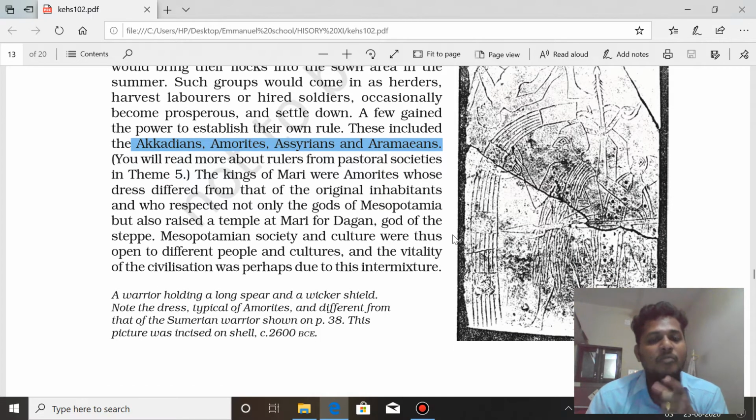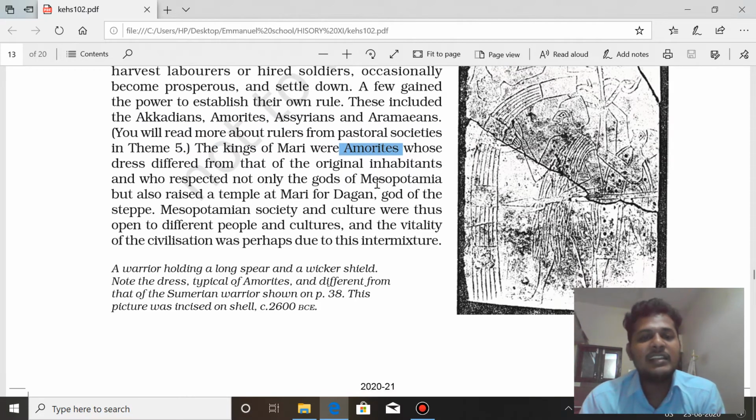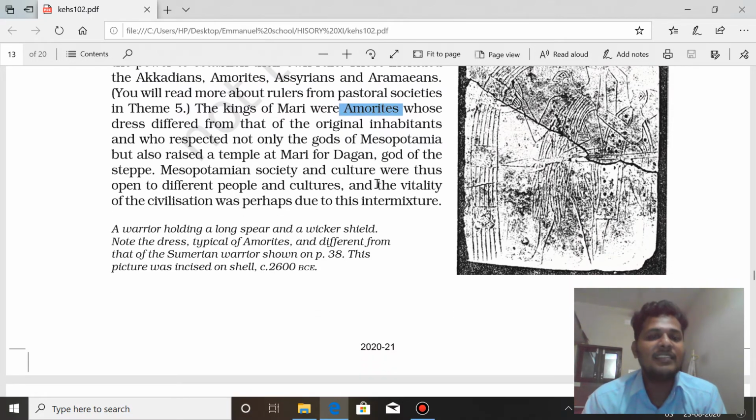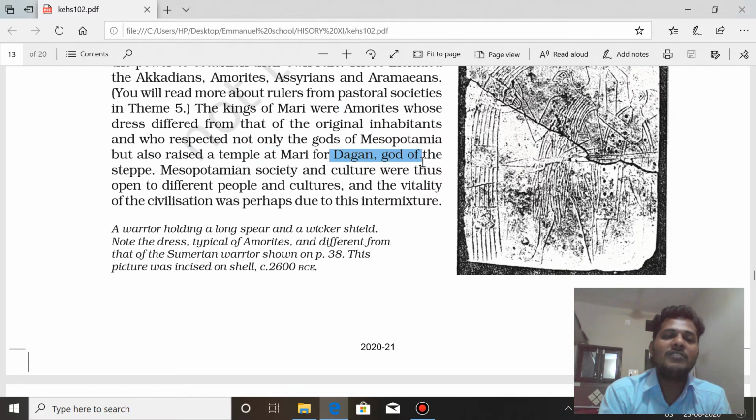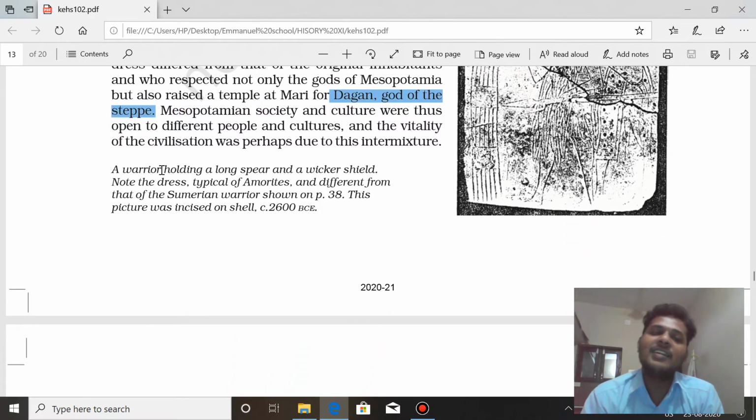The kings of Mari were Amorites, whose dress was different from the original inhabitants, who respected not only the gods of Mesopotamia but also raised a temple at Mari. So these kings of Mari, the Amorites, were ruling. Their dressing sense was a little different from the original inhabitants, and they respected the Mesopotamian gods as well, and they raised a temple at Mari for Dagon, the god of the steppe. Very, very important marker. Dagon is a god of the steppe, and a temple was constructed in Mari for him. This was a god of the steppe land, the grassland.